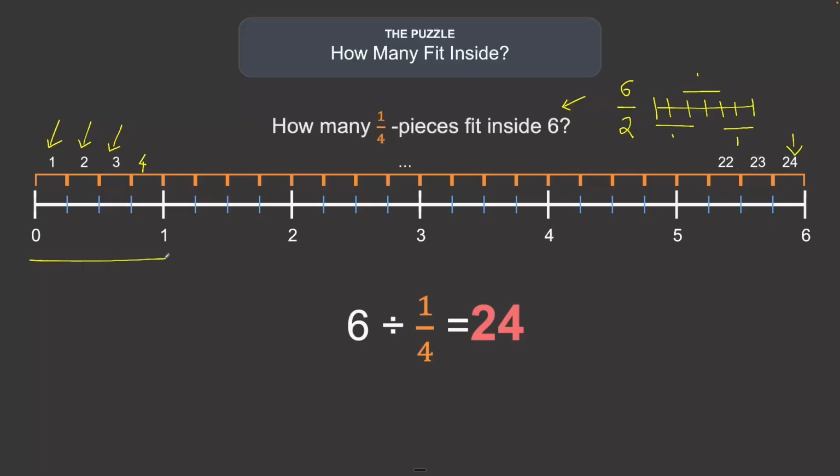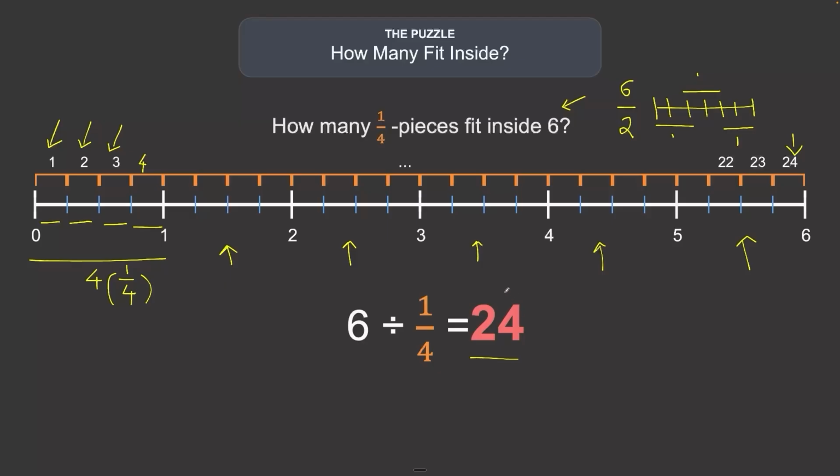So within 1, how many 1/4s can you fit? You can fit 4, where each is 0.25. So 0.25 plus 0.25 plus 0.25 plus 0.25 gives you 1. So within 1, you can fit 4 pieces of 1/4. Similarly, even here you can fit 4 pieces of 1/4. Even here, even here, even here, and here. So you have 6 times 4 pieces of 1/4, which gives you 24 pieces of 1/4. And that is a different way of saying that when you divide 6 by 1/4, we get 24.